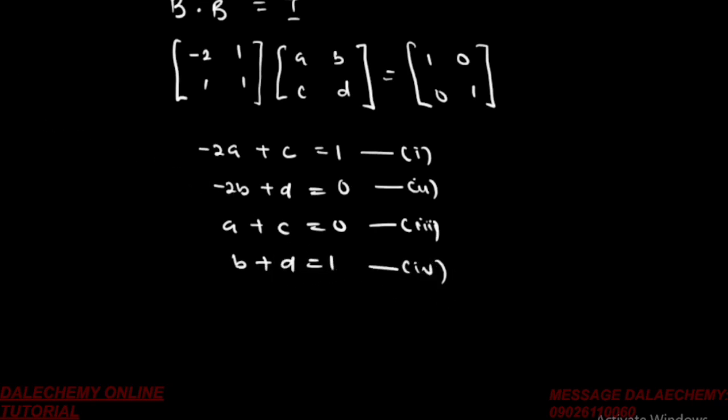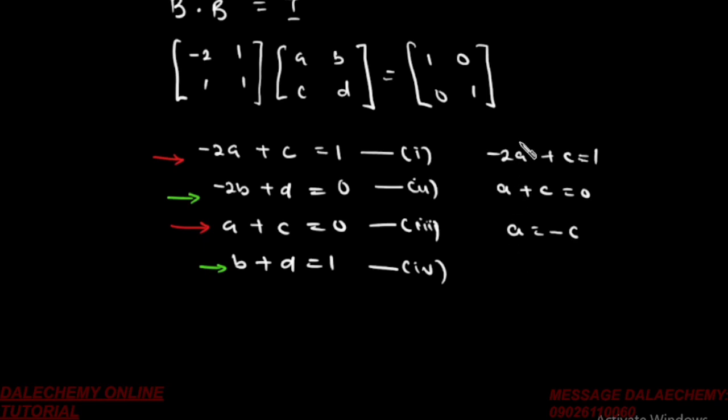Now these are the four equations we are going to solve to get A, B, C, and D. I suggest that we solve the ones with the same variables together. So we solve equation 1 and 3 together, and we solve equation 2 and 4 together. So let's start with equation 1 and 3. We have minus 2A plus C equals 1, and we have A plus C equals 0. So from equation 3, we can have A equal to minus C.